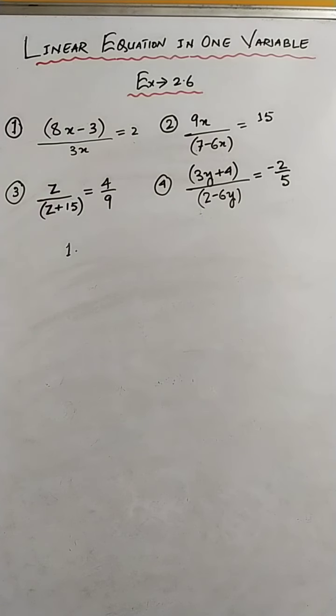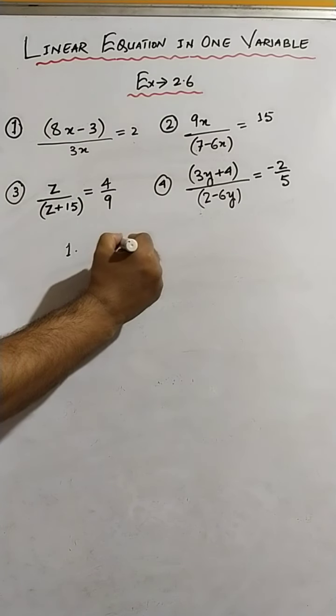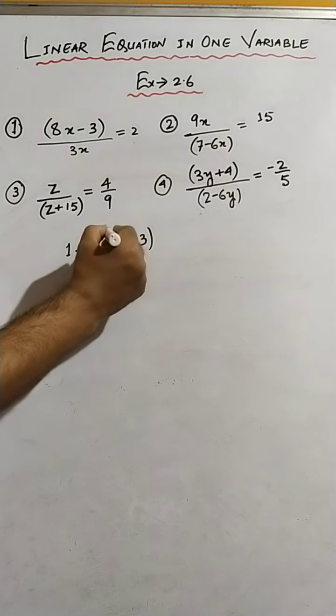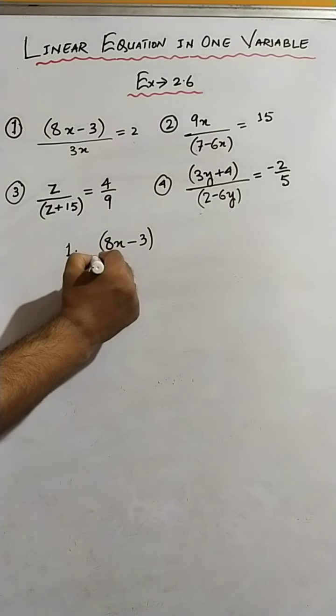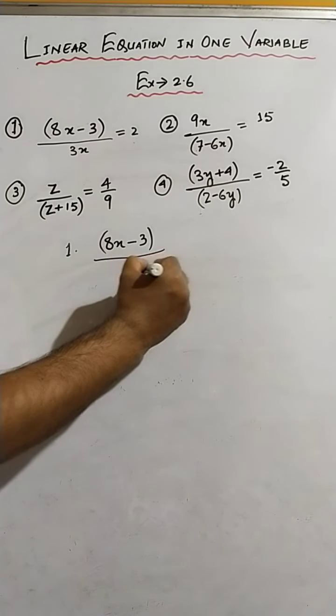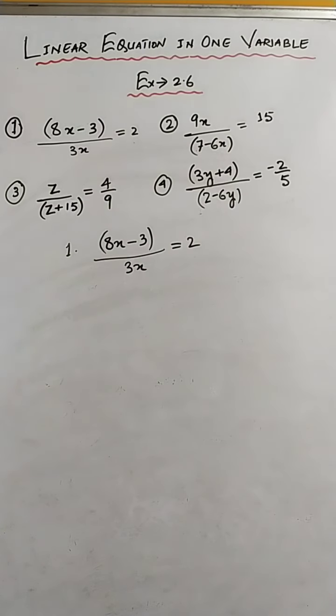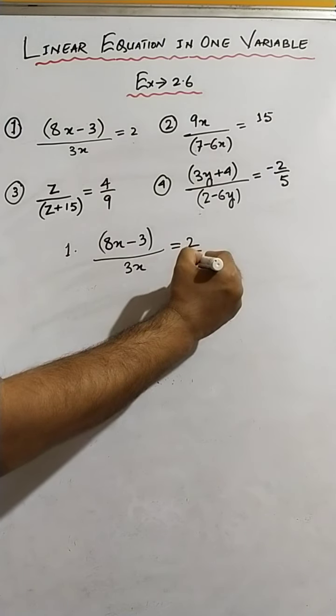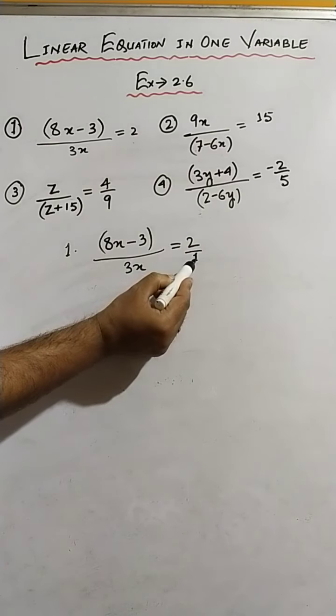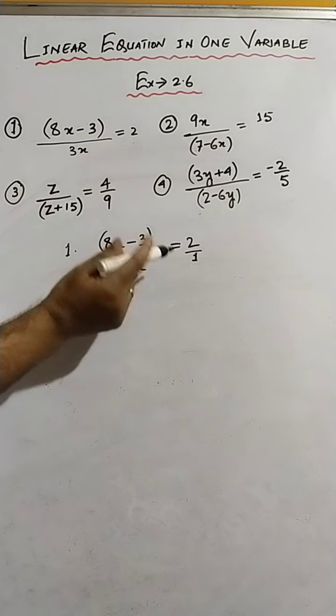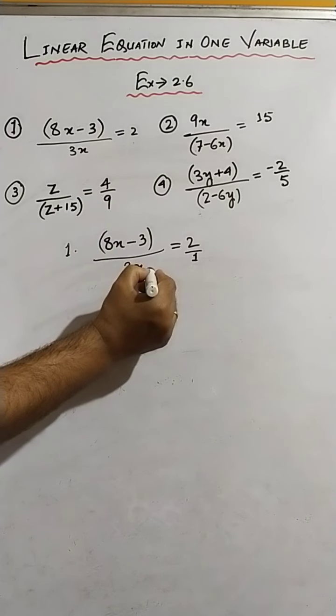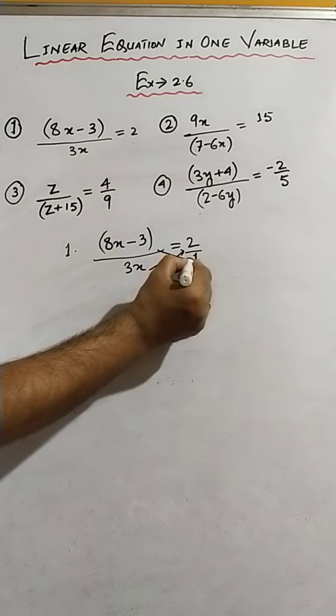Now question number 1 we have (8x minus 3) by 3x equals to 2. So what is the next thing that we will do with this thing? We'll cross multiply it. As 2 is carrying 1 as the denominator, so if you multiply 1 with this thing, the same number will come and we'll take this number towards this side. So we'll do the cross multiplication.